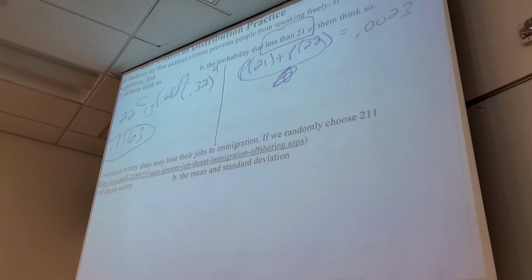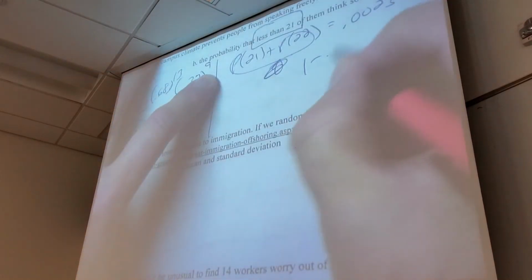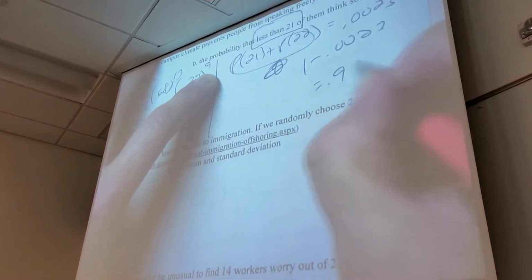So I just did at least 21. That's not the answer to the question. I have to do 1 minus, because that's the opposite of what I want. 1 minus 0.0023 is 0.9977.